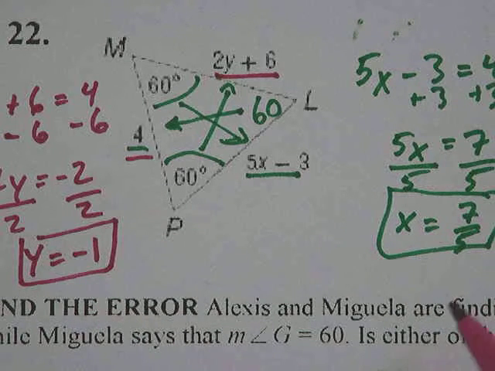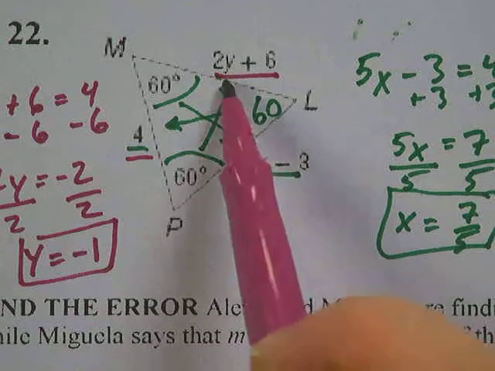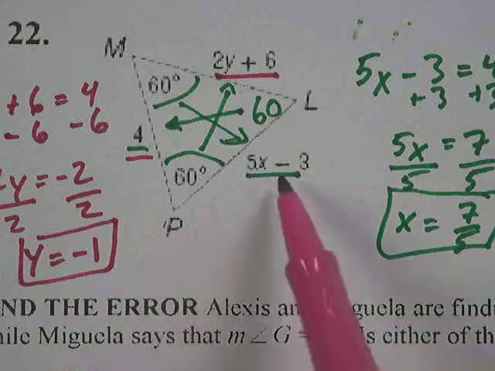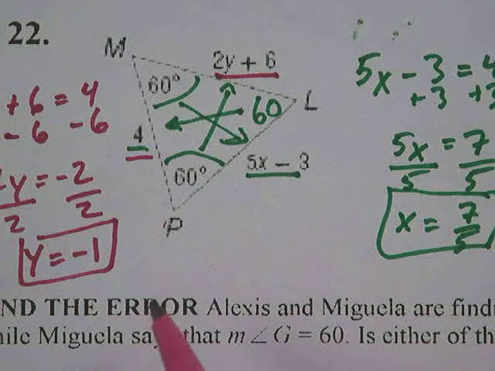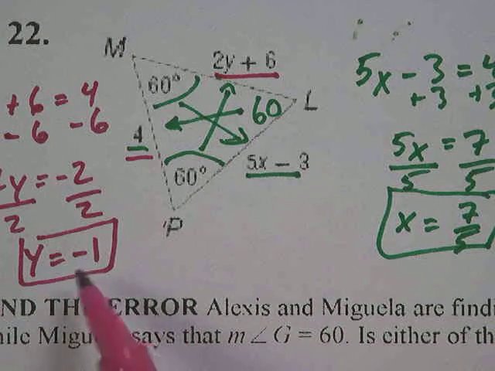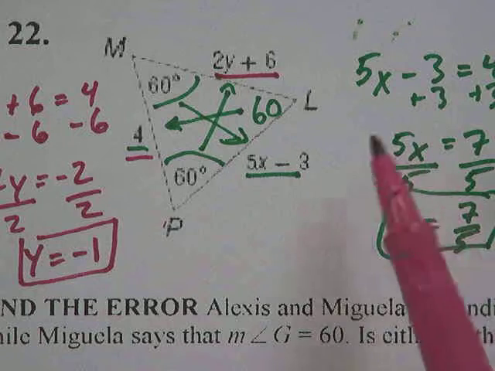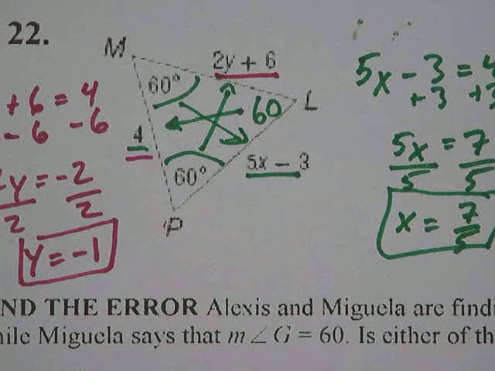And they might seem like weird numbers to have, but remember that's just for the variable. That's not the length of the side itself, that's just the variable. All the side lengths end up being 4. And you can check it if you want to. You can plug negative 1 back in for y, or you could plug 7/5 back in for x, and you should get 4 for each of those side lengths. So there we go.